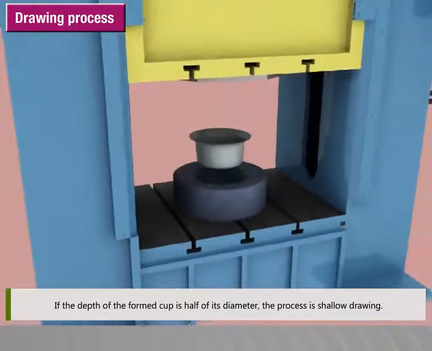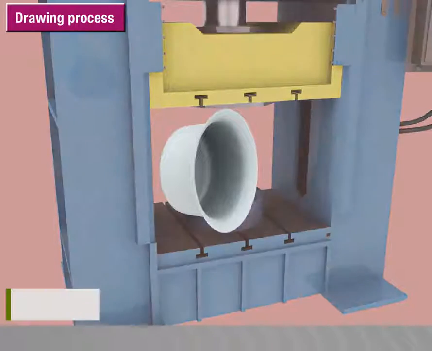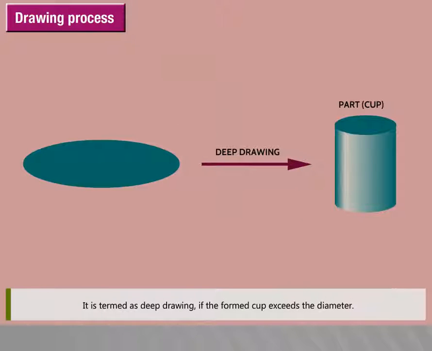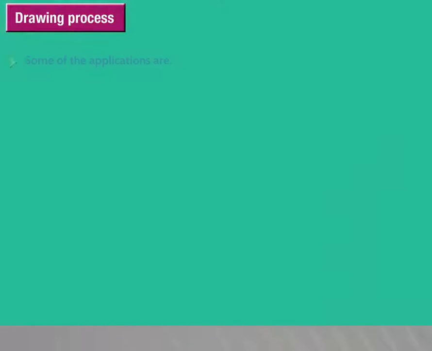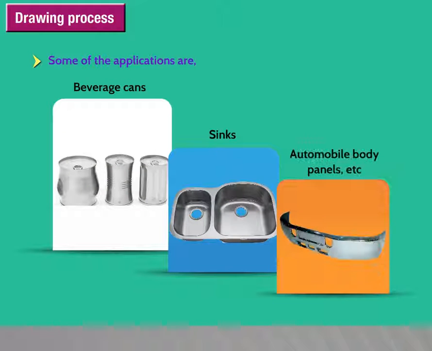If the depth of the formed cup is half of its diameter, the process is shallow drawing. It is termed deep drawing if the depth of the formed cup exceeds the diameter. Some of the applications are beverage cans, sinks, automobile body panels, etc.